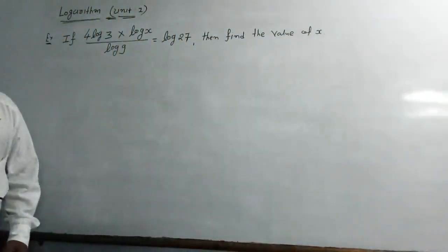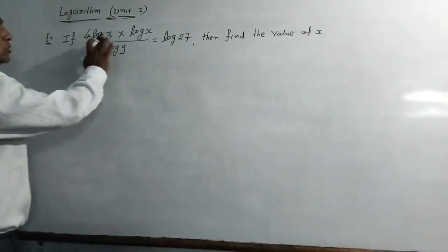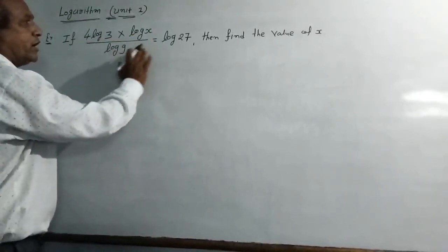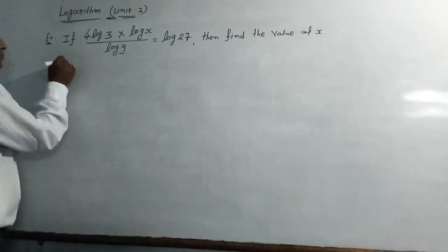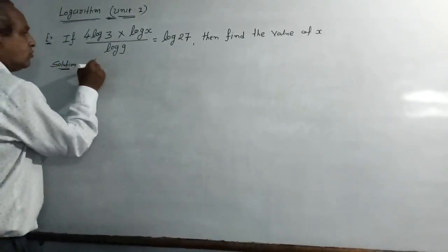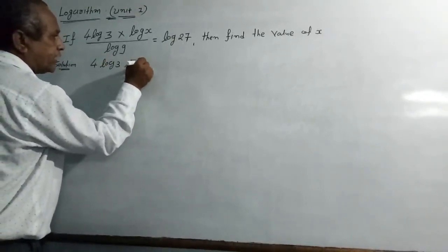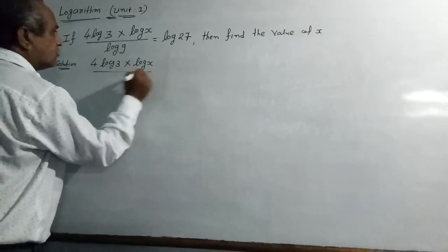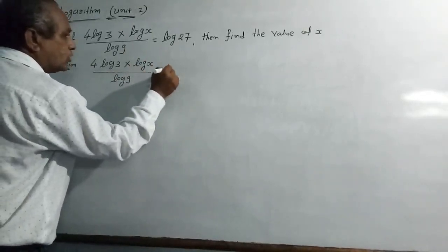Similarly, an example like the previous example. Here, 4 log 3 multiplied by log x by log 9 is equal to log 27 is given. So, given 4 log 3 multiplied by log x by log 9 is equal to log 27.